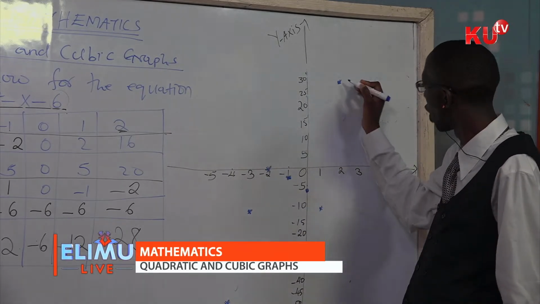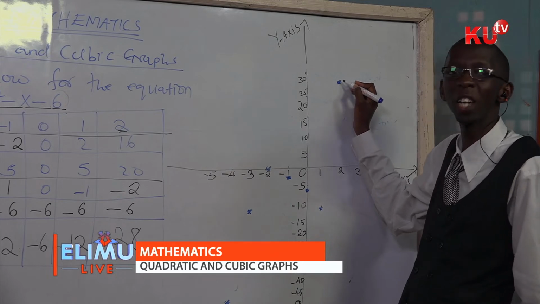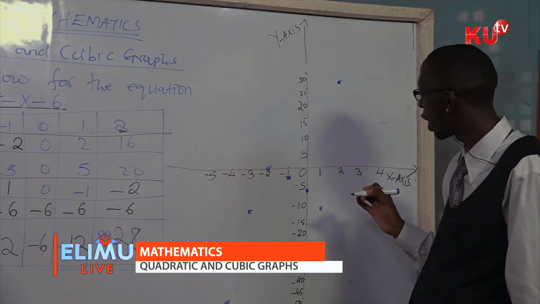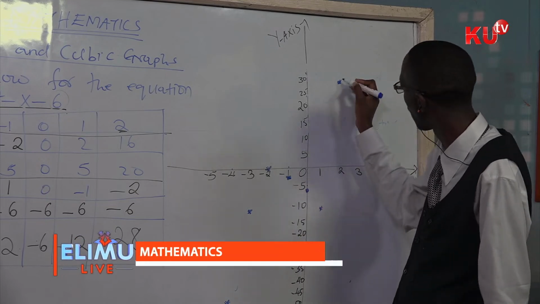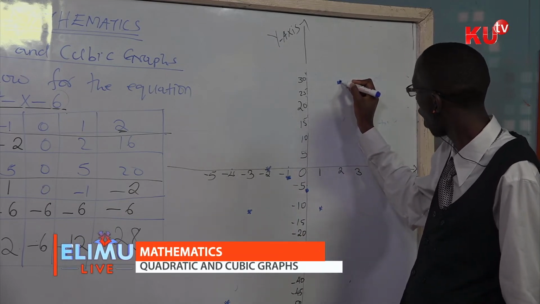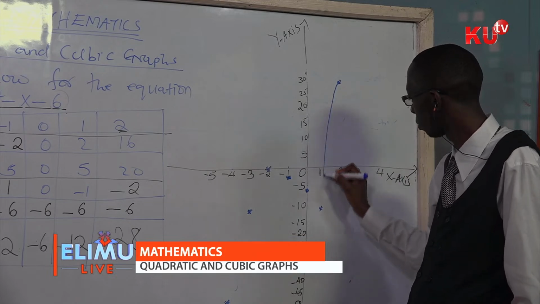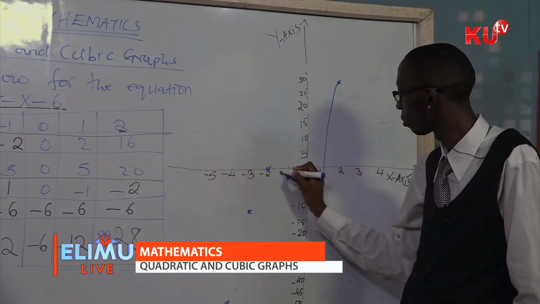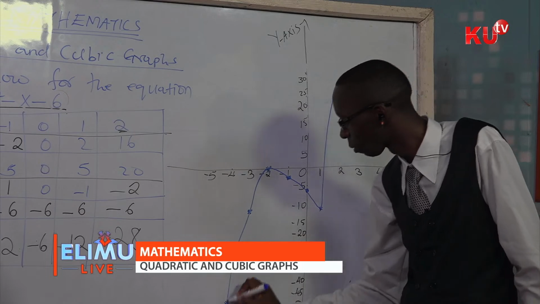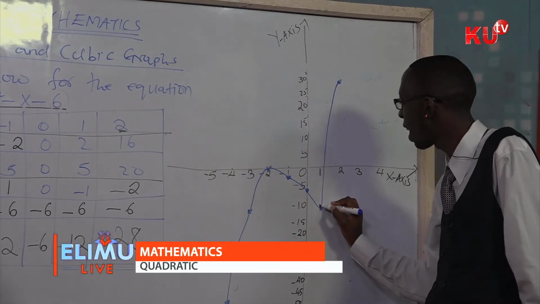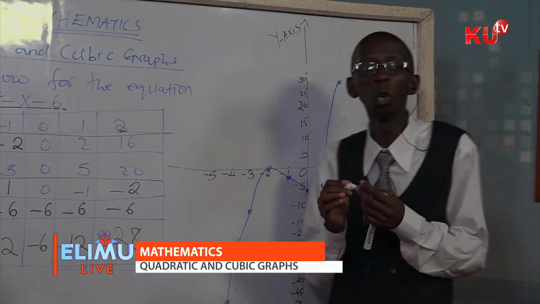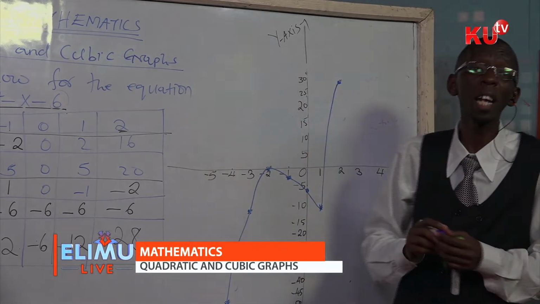Then you join your points. Do not use a ruler to join your points. Make sure that your curve is going to be a smooth curve. Your curve must be smooth. This is how you join your points. Like my curve is a very smooth curve.